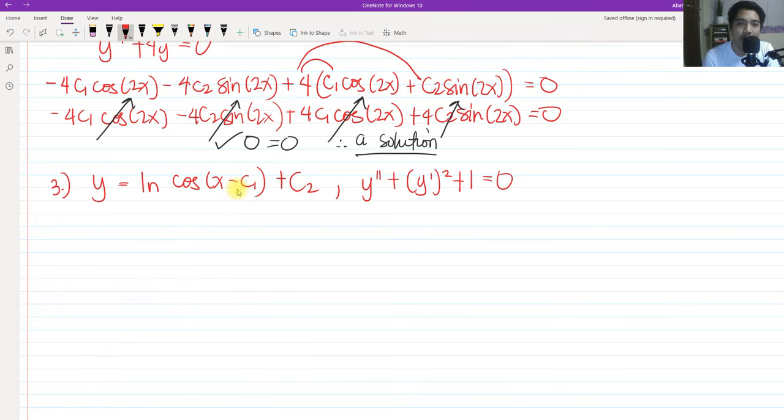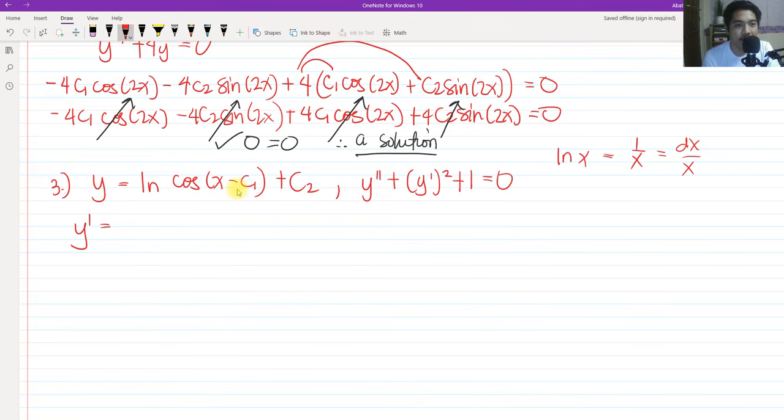So basically, we're going to get the second derivative of our solution. So first, we get the derivative of this ln cosine of x minus c sub 1, considering c sub 1 and c sub 2 as constants, and we are differentiating with respect to x. So how do we get the derivative of an ln? We know that that would be 1 all over x, or dx all over x, okay? So that's how we get the derivative of an ln.